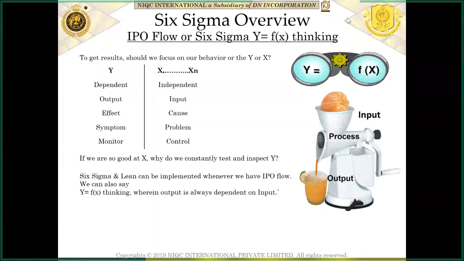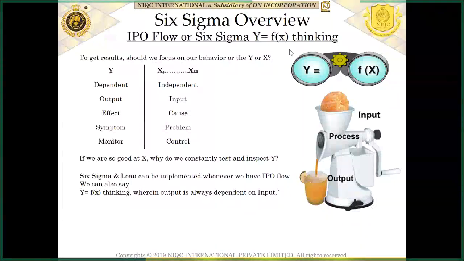In your process or in your department also you will have it, right? Or even in marketing, input is when you get a lot of information, content, raw material, demands. Process means you do it, and output will be the result. So in the IPO flow, your output is represented by Y, your input is represented by X, and the process is your F. So we call it Y equal to F of X thinking.